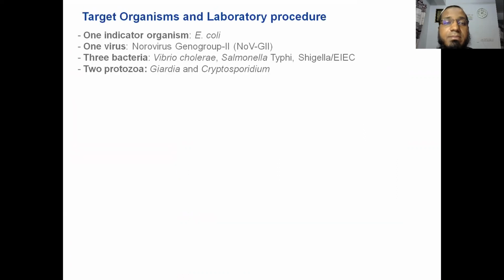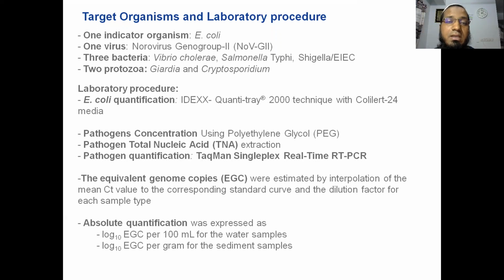Let's discuss the indicator organism and other pathogens we have selected. E. coli was the indicator organism we used for this study. For the virus, we selected norovirus; 3 bacteria, Vibrio cholerae, Shigella, and Salmonella typhi; and also 2 protozoa, Giardia and Cryptosporidium. We conducted in-depth laboratory methods to quantify E. coli. We used the IDEXX quantitative technique.